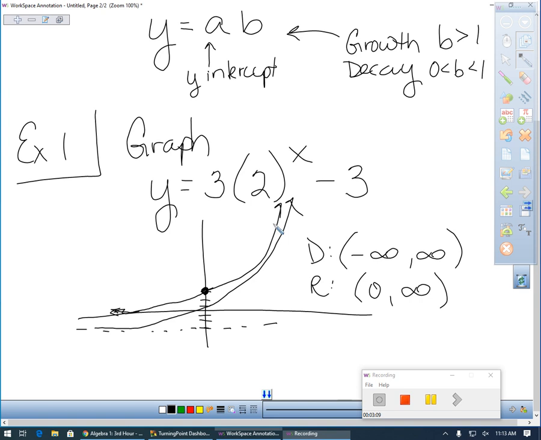Okay. What if there was a negative in front of this? What would happen to this whole thing? It would flip it upside down, right? So the domain and range might look a little bit different, but all right. I want to talk about example number 2.